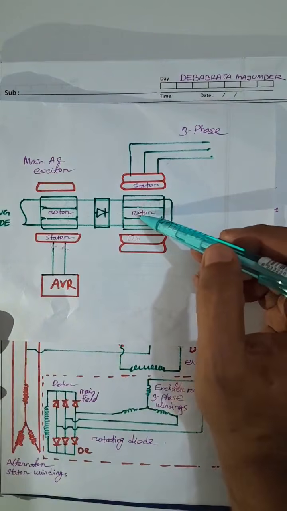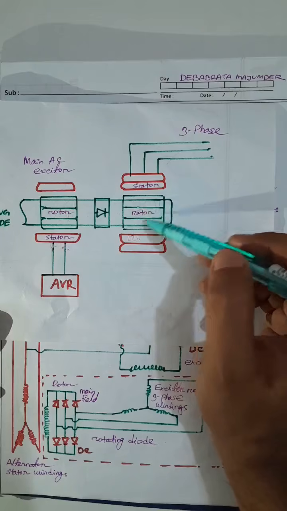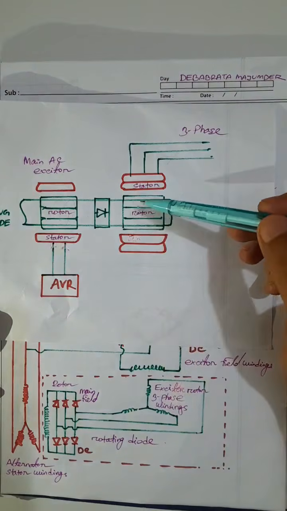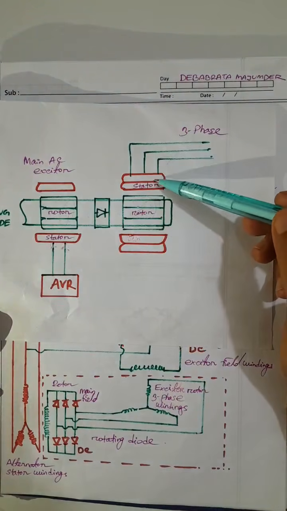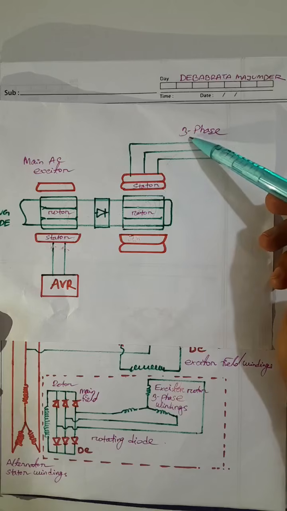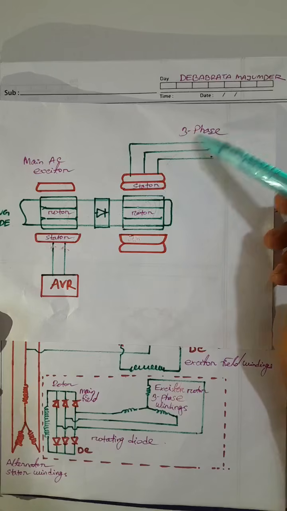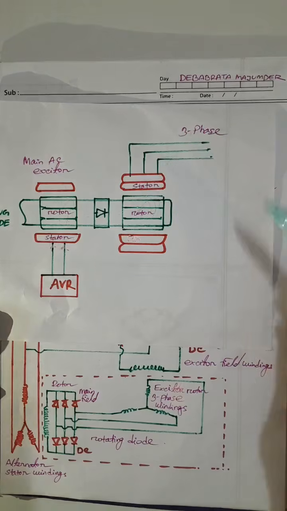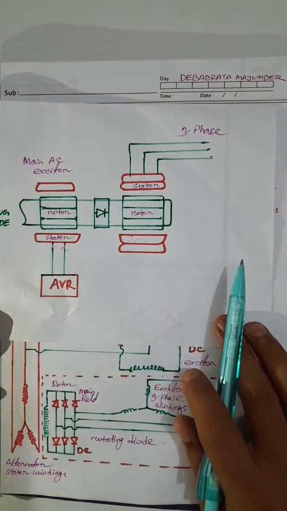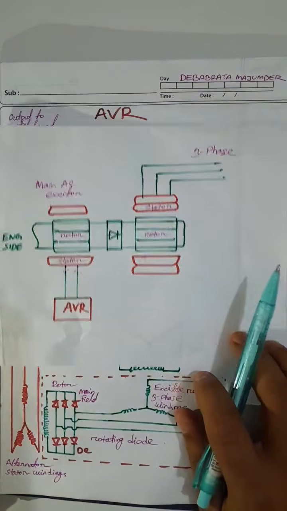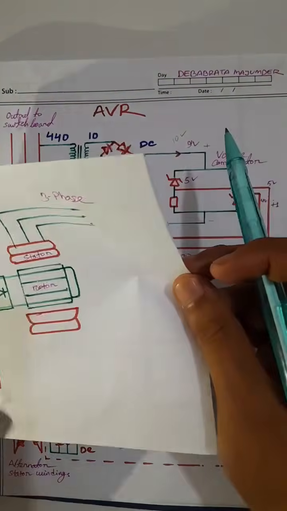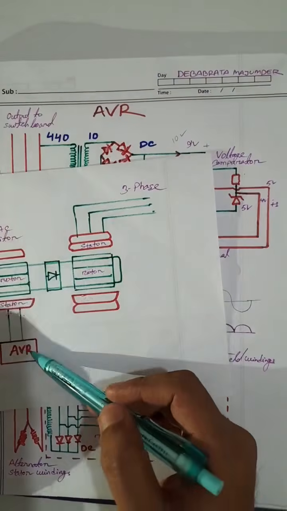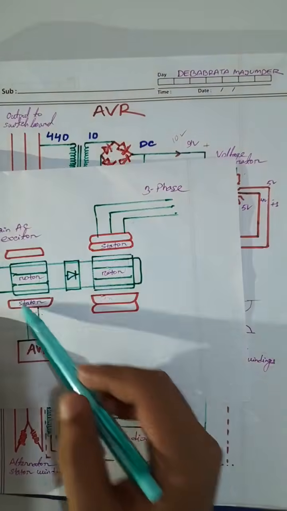And as there is more current in the main rotor windings, that means more magnetic flux will cut and more voltage will be produced, and you can draw this voltage from the three-phase windings. So this is the main basic principle of the AVR. So in short, again I am telling you in a summary, this is how the AVR controls.